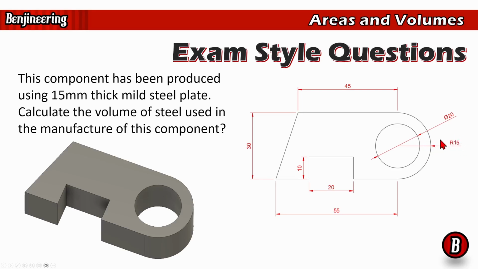Okay, so this radius 15 is pointing at this line here, and this diameter 20 is pointing at this circle here. Okay, so pause the video, have a go, see if you can work this out on your own, and then we will look at the answers a bit later on. All right, how did you do? Hopefully you've got an answer. Let's move on to the next one.